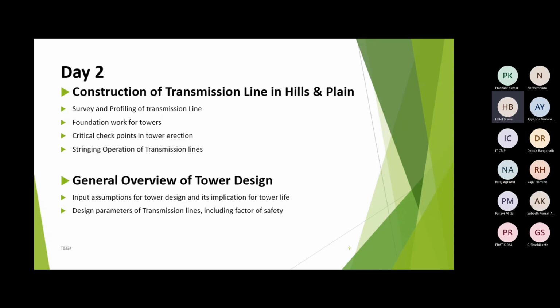That's the reason. So today's topic is survey and profiling, foundation towers, critical checkpoints, stringing operation, and some input from the design aspects, that is, input assumptions and design parameters that we would like to see later.